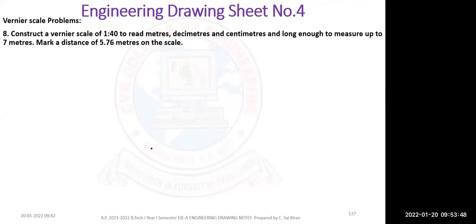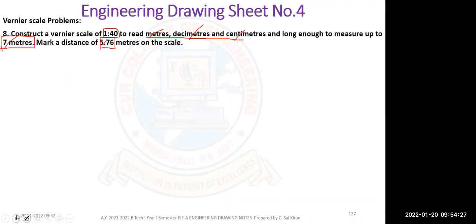So two problems from plane scale, one problem from diagonal scale, one problem for Vernier. In this problem, they mentioned RF equal to 1:40, and you are measuring 3 units: meters, decimeters, and centimeters. Least count is centimeter, and maximum length it can measure is 7 meters. You can measure maximum 7 meters, and from the 7 meters you have to measure 5.76 meters on the scale.